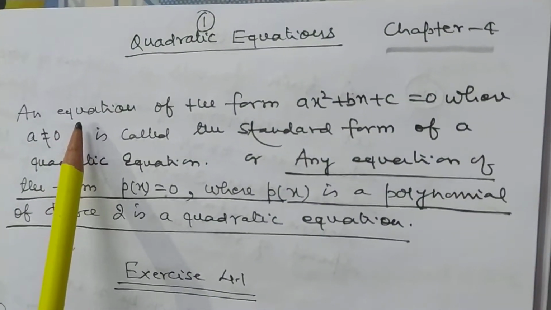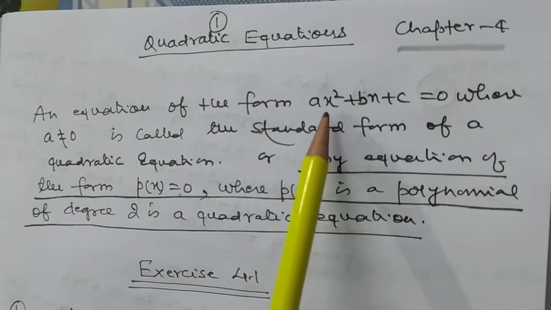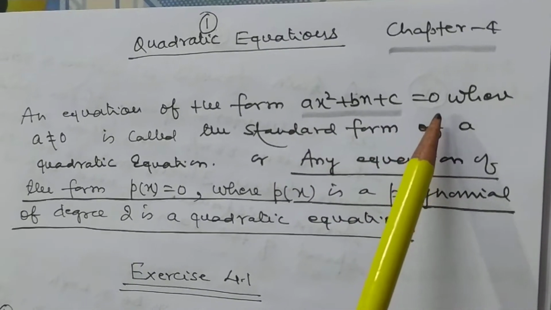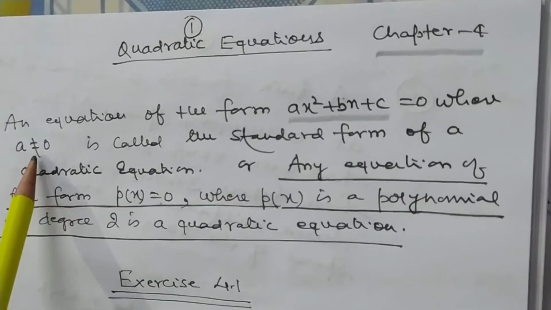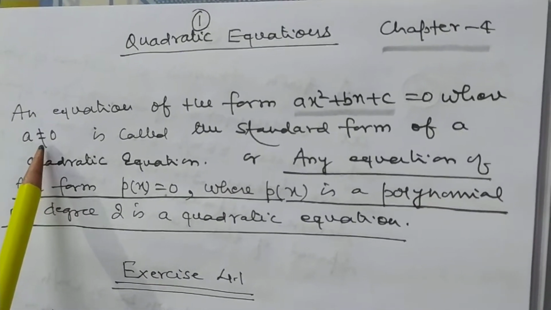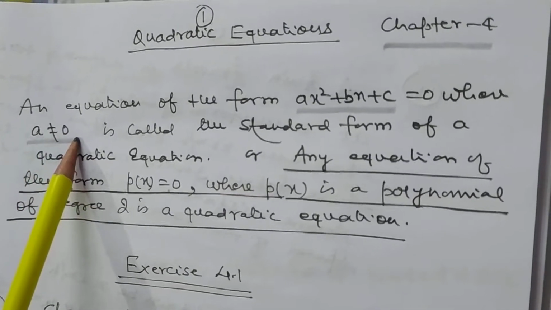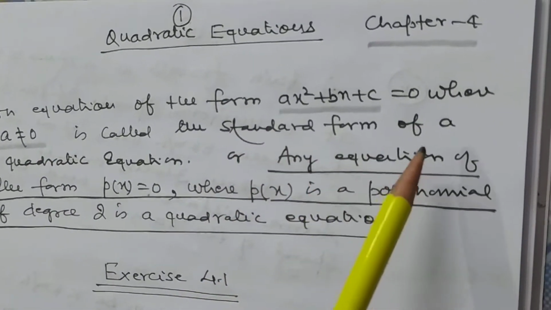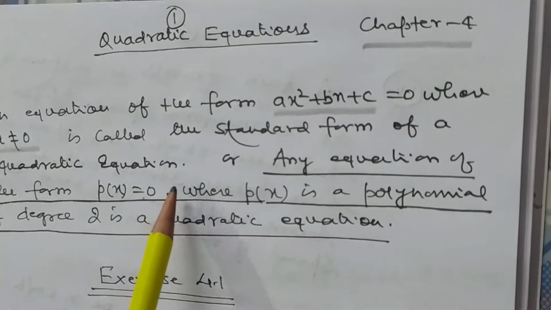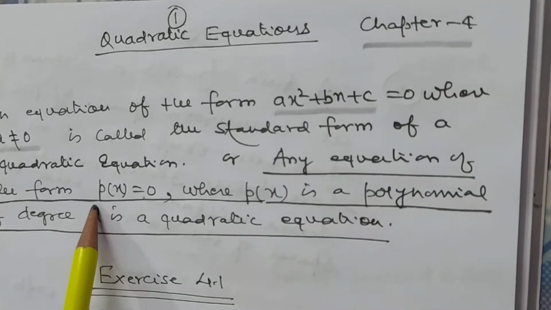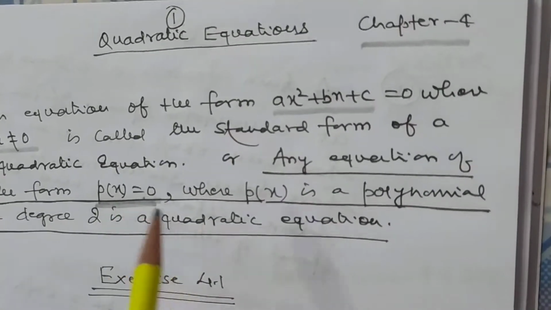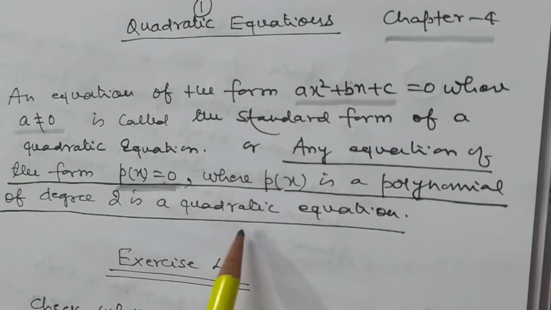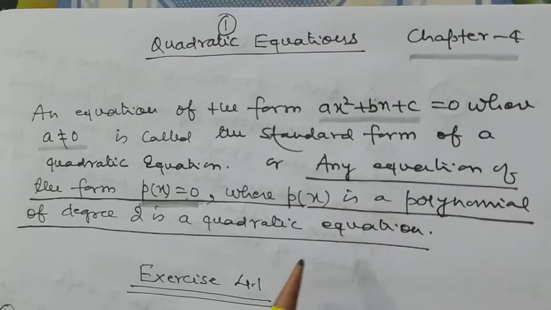What is a quadratic equation? An equation of the form ax² + bx + c = 0, where the coefficient of x², that is the leading coefficient, is not equal to 0, that is, a ≠ 0, is called the standard form of a quadratic equation. Or any equation of the form p(x) = 0, where p(x) is a polynomial of degree 2, is a quadratic equation.